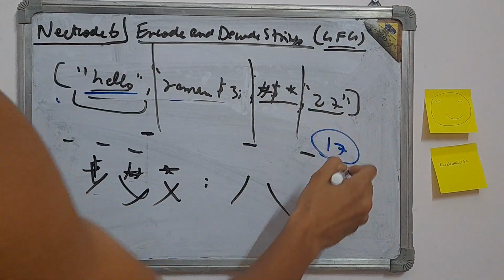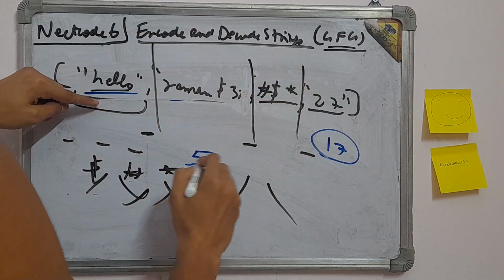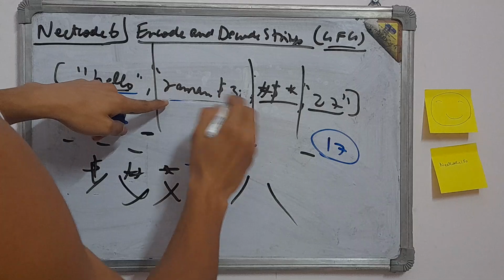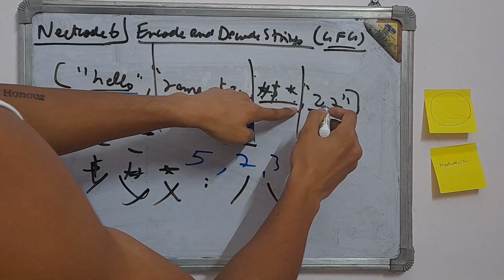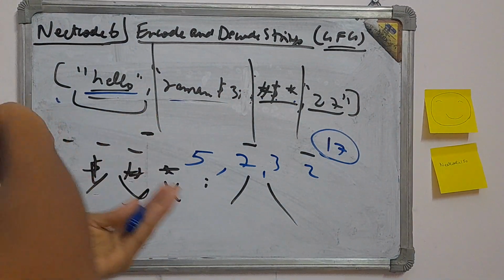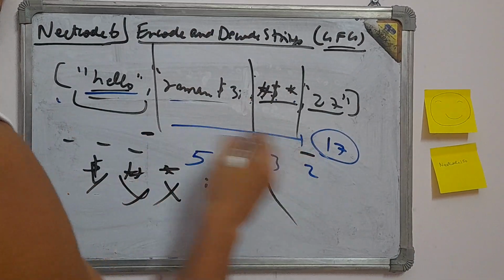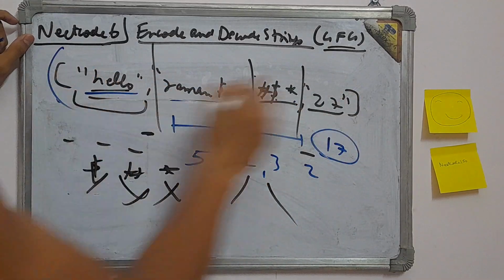Total 17 characters we have. We have to find a way to make sure that we send the data so that the other guy knows that the first string is 5, second string is 7, third string is 3, and the fourth string is 2 length. If somehow we can tell our friend that it is a 17 length string, because we are sending it as a full string.